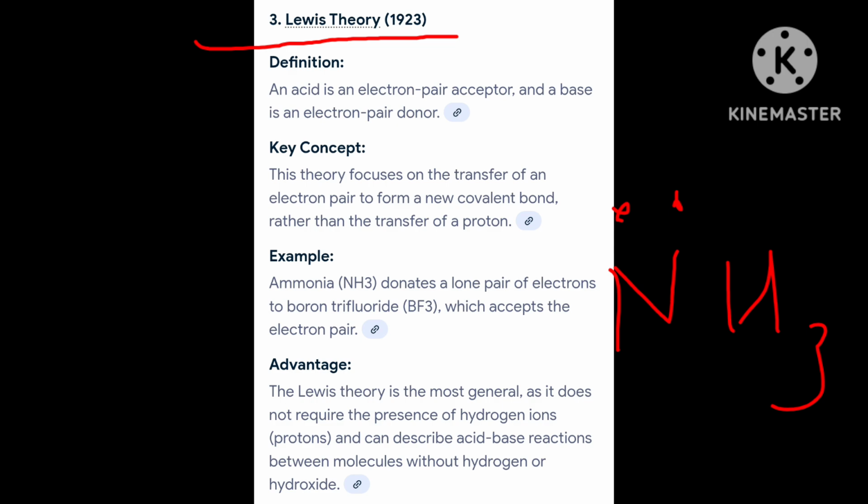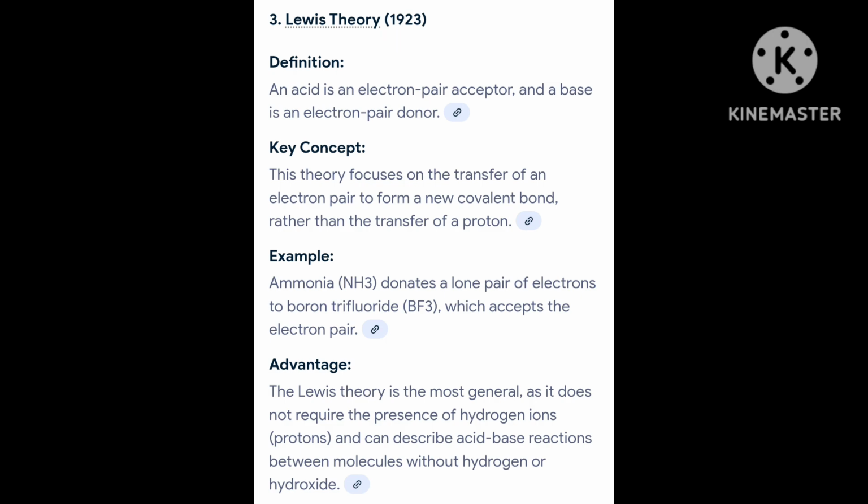For example, ammonia NH3 donates a lone pair of electrons to BF3, which accepts the electron pair. This Lewis theory is the most general and does not require the presence of hydrogen ions. It can describe acid-base reactions between molecules without hydrogen or hydroxide. In the Lewis theory there is no need for H+ ions, OH- ions, or proton donors and acceptors. There is only an electron pair accepted or donated by any molecule or compound.